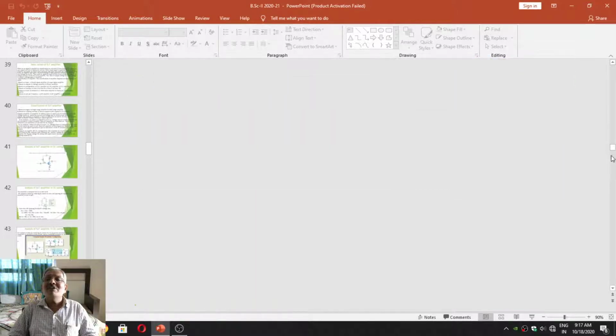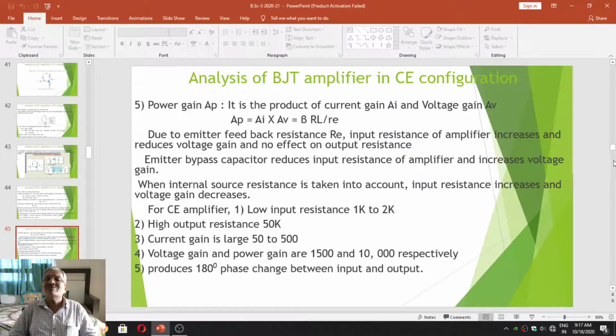The last parameter which we are going to determine is known as the power gain. As we now have current gain and voltage gain, by using them we can say power gain is the product of current gain into voltage gain. So AP is equal to AI into AV, and that's equal to beta into RL upon RE. Beta is the current gain whereas RL upon RE is the voltage gain.